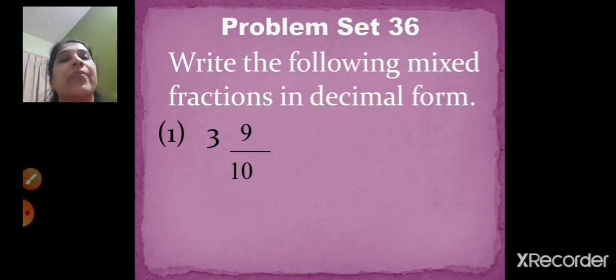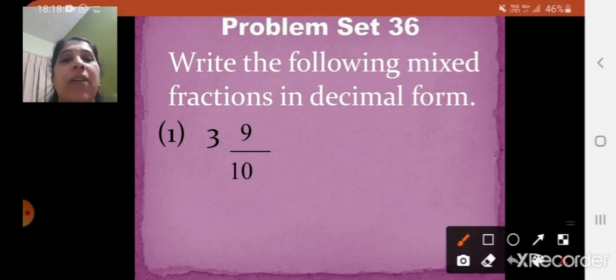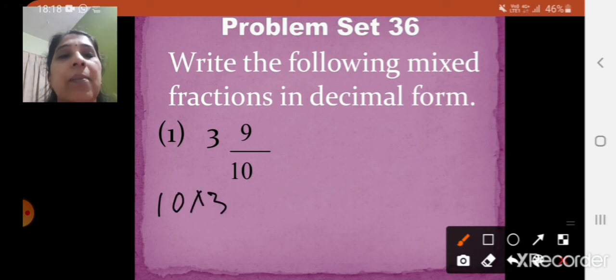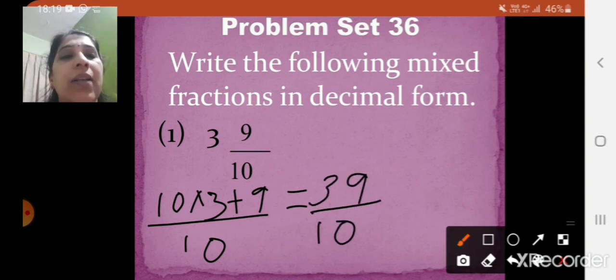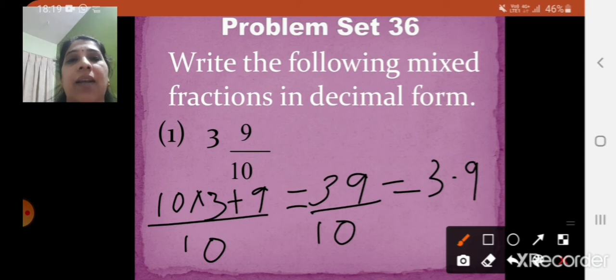Next example. Okay, now it is problem set 36. Write the following mixed fractions in decimal form. So a mixed fraction is given, you have to write it in the decimal form. So 3 and 9 upon 10. So we will do both the methods. 10 into 3 plus 9 upon 10, right? So 10 3s is how much? 30, and 30 plus 9 is 39. So I'll write 39 upon 10. Now again, children, there is 1 zero in the denominator. So I will write it as 3.9, right?